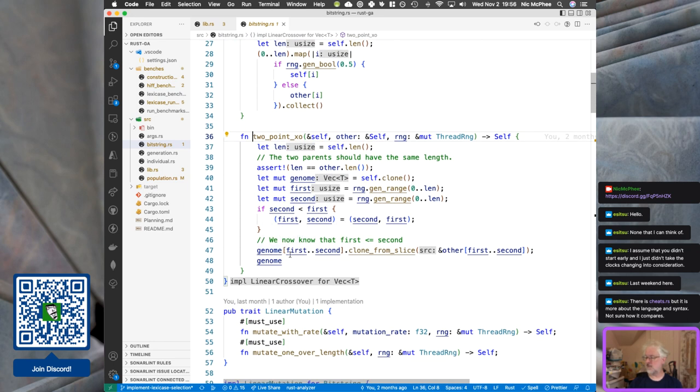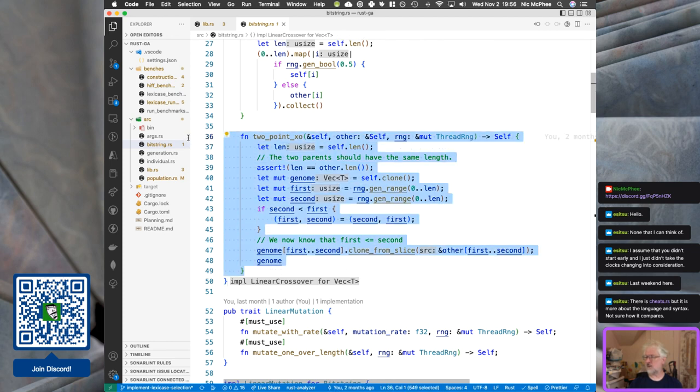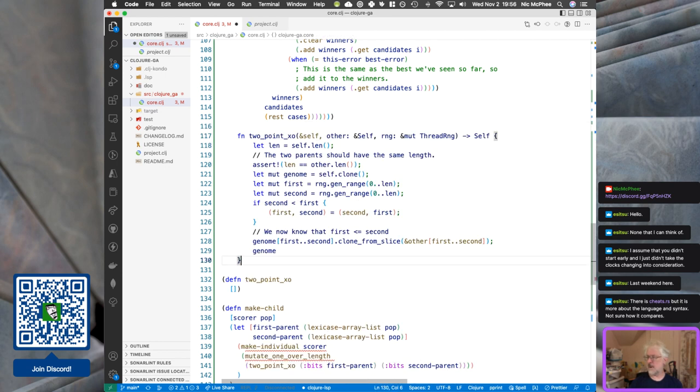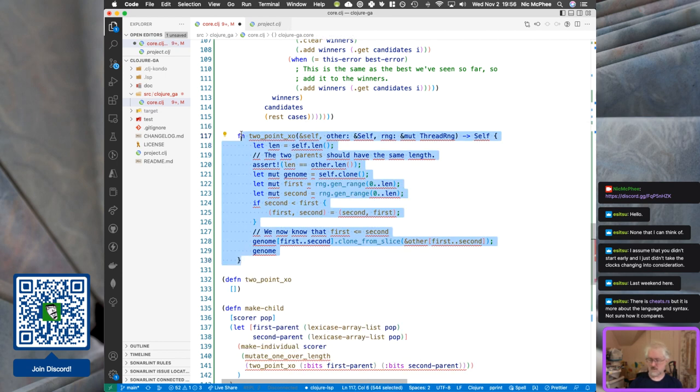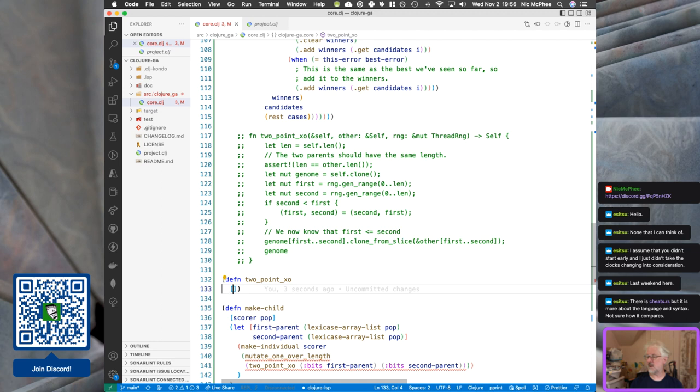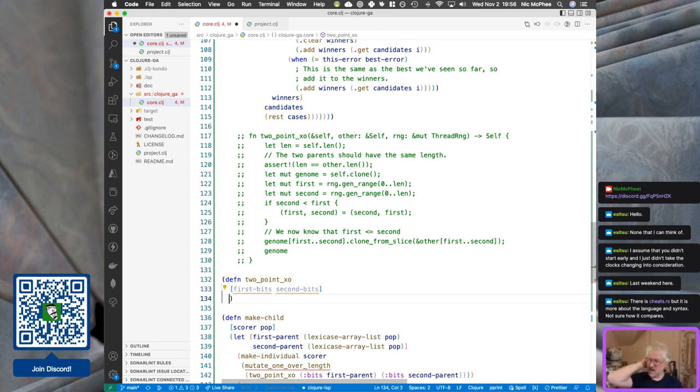So there's these two crossovers here. I'm going to just grab this and paste it in and then comment it out. So I've got it to look at as a model. So two-point crossover is going to take two genomes, first bits and second bits. Those are not great names. But self and other don't really work.